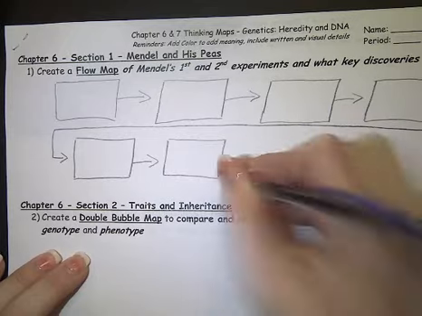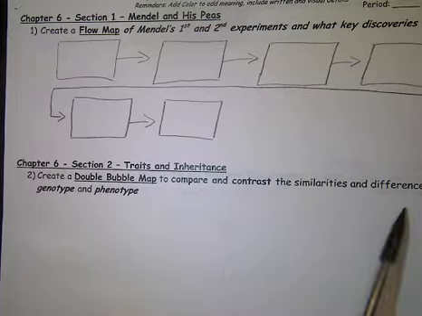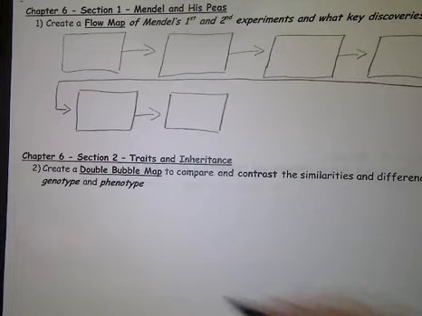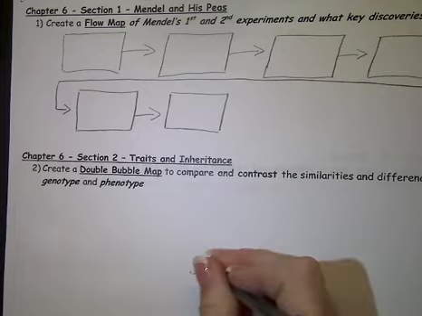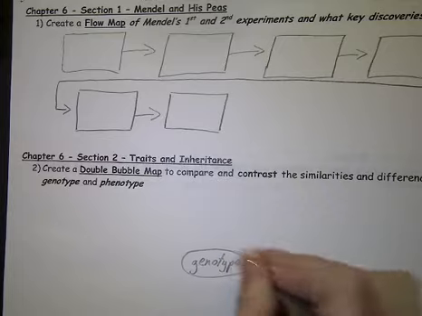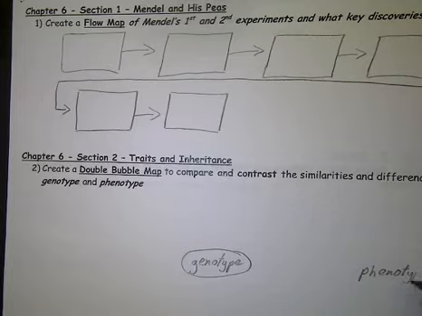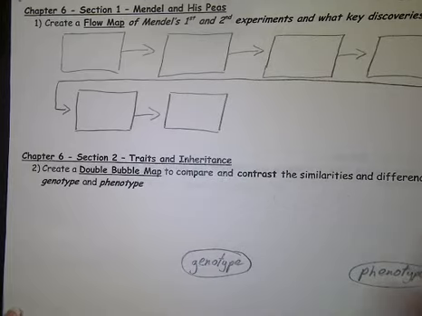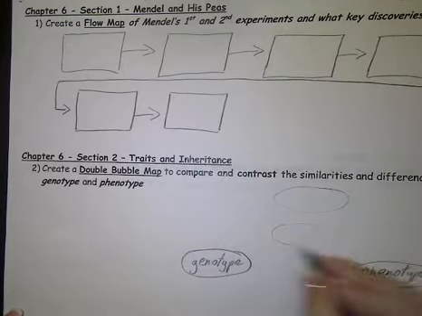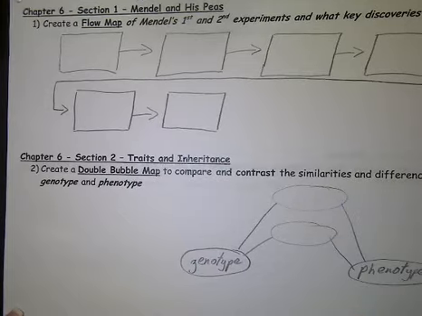For our map number 2 here, traits and inheritance, you're creating a double bubble and you're comparing and contrasting genotype and phenotype. Okay, so we start with genotype. And we put our circle, and then we have our phenotype. And our circle. Okay, and remember, you are putting things that are similar in the middle with lines that connect to both sides. And then your differences are on the sides here.